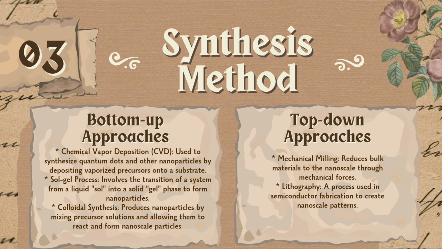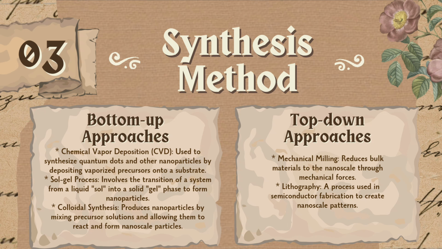Sol-gel process. This process involves transitioning a system from a liquid sol into a solid gel phase to form nanoparticles. It is commonly used to produce oxide materials and allows for the synthesis of material with high purity and uniform particle size. Colloidal synthesis. This method produces nanoparticles by mixing precursor solutions and allowing them to react and form nanoscale particles. It is widely used for producing metal and semiconductor nanoparticles, offering control over the size and shape.